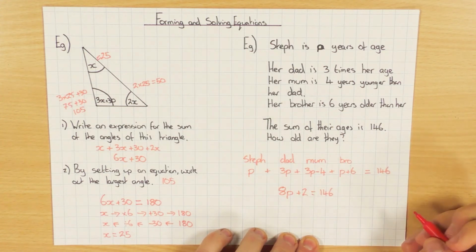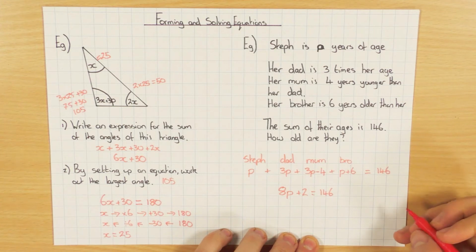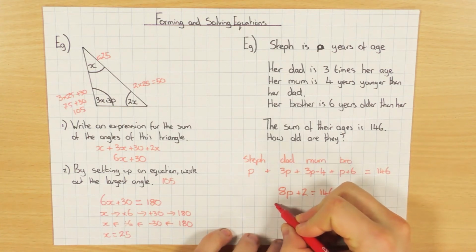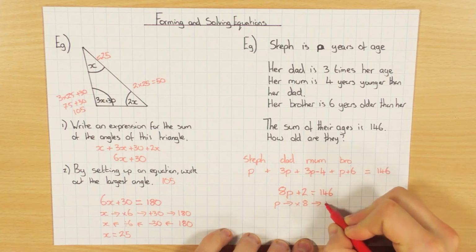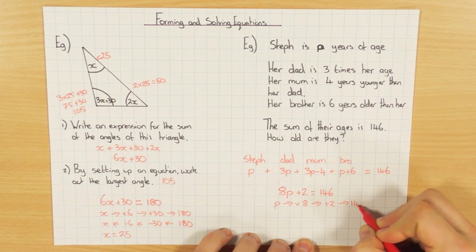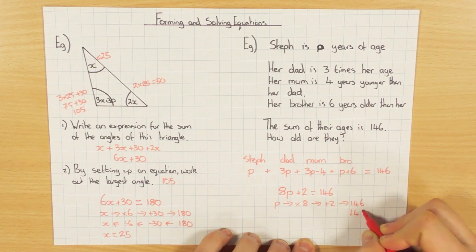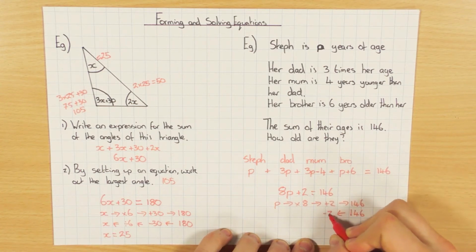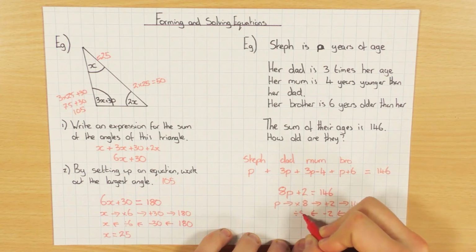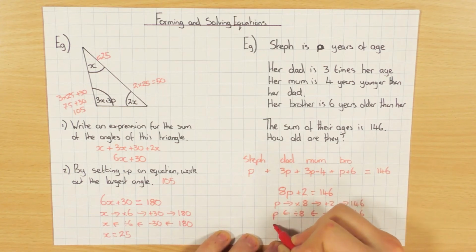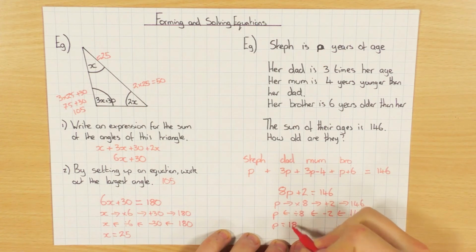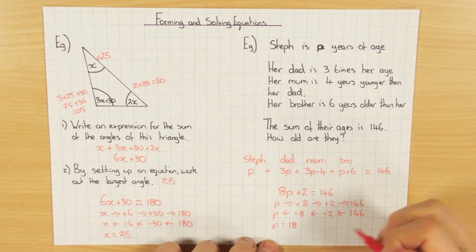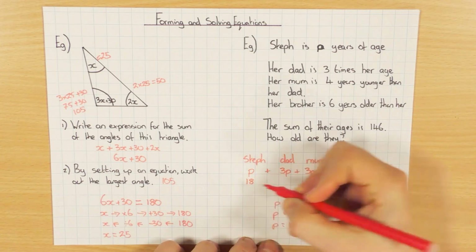You can solve it via balance method or flowchart. Again, I'm going to use the flowchart. So P times 8, add 2 is 146. Go backwards, 146 minus 2 divided by 8 gets back to P. So 146 take away 2 is 144, divided by 8, which is 18. Which means P is 18, so Steph is actually 18 years old.